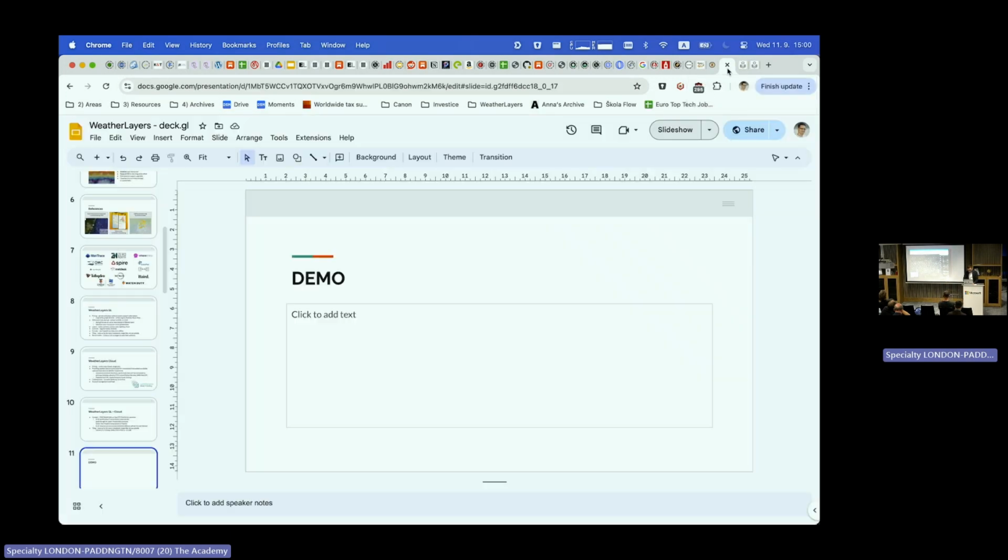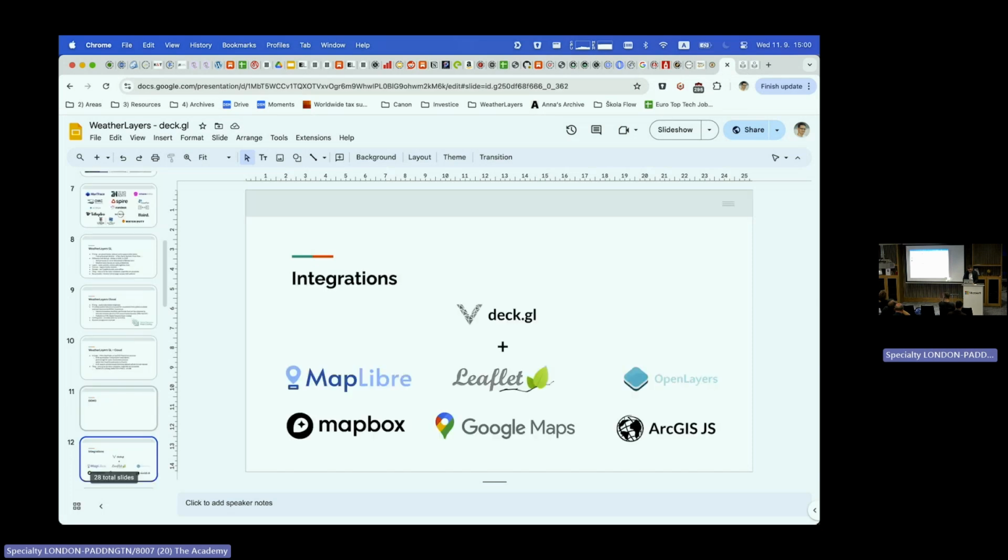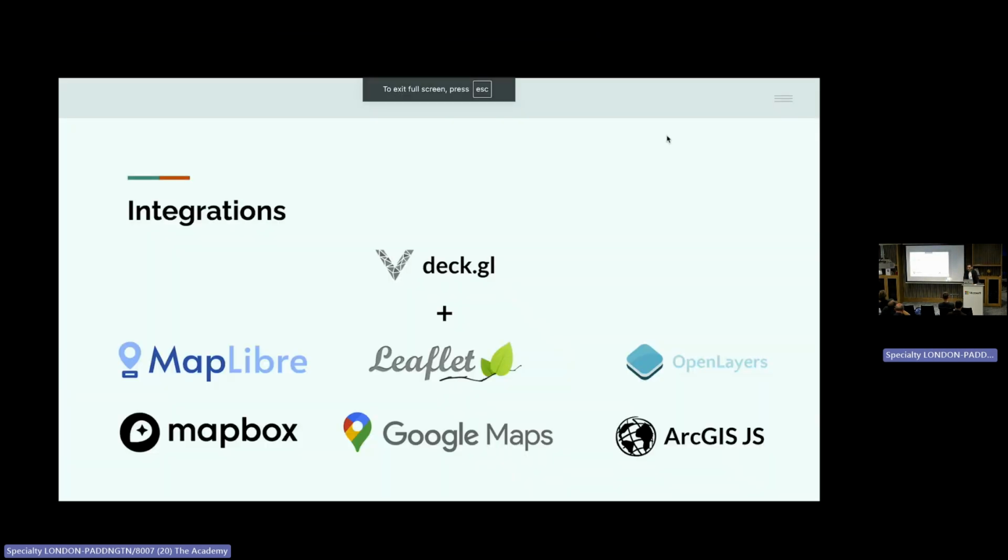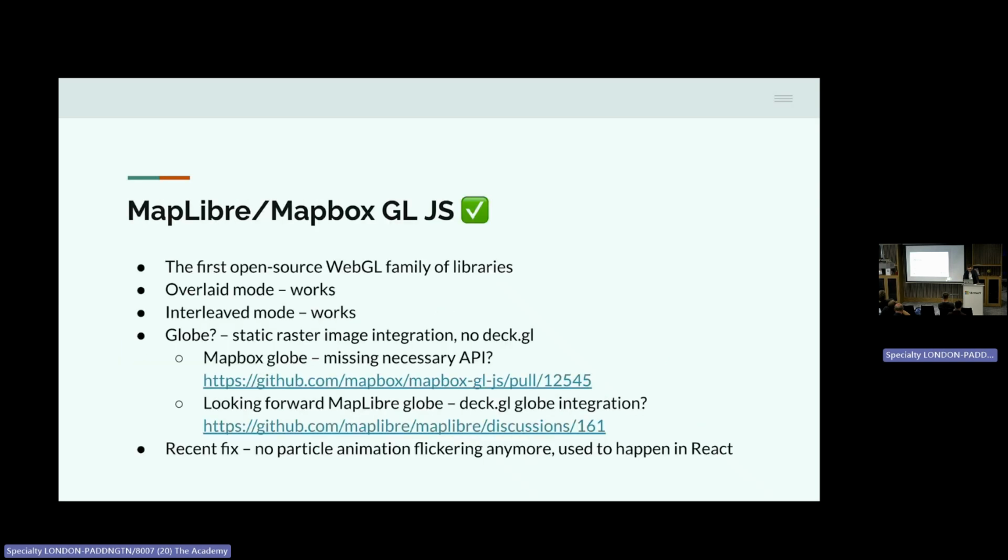Now going back to the slides, and I need to be real quick then. Sorry, I lost track of time. The integration promise of deck.gl is really what drove me to deck.gl in the first place. What's good is that MapLibre and Mapbox both work well. The only unfortunate thing is the globe, and this is going to be a constant topic. I'll keep reiterating it in further slides.